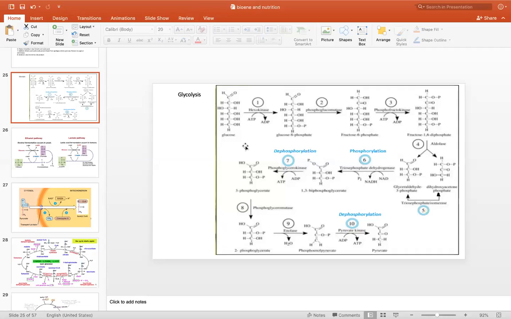You have almost 10 steps of glycolysis. Glucose is converted to glucose 6-phosphate, moving on to fructose 6-phosphate, then fructose 1,6 bisphosphate. Then it breaks up into glyceraldehyde 3-phosphate and dihydroxyacetone phosphate. Then 1,3 bisphosphoglycerate, all the way up to pyruvate.